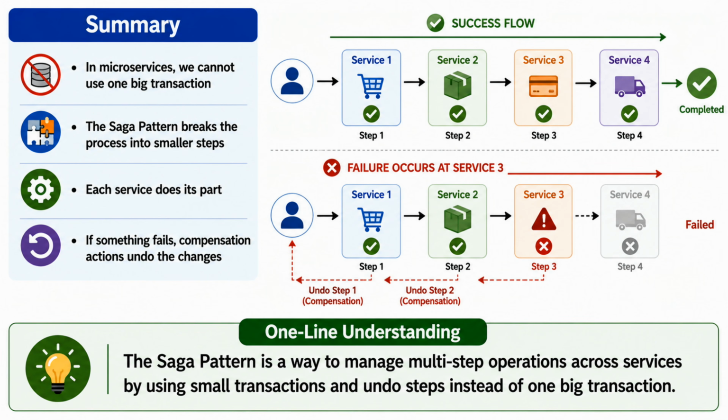Now we will see the summary. In microservices, one big transaction usually cannot be used across multiple services. The Saga pattern solves this problem by dividing the process into smaller local transactions. Each service completes its own work. If something fails, compensation actions undo previous successful changes. This approach helps maintain data consistency in distributed systems. One line understanding. The Saga pattern is a way to manage multi-step operations across multiple services by using small transactions and compensation steps instead of one large transaction.